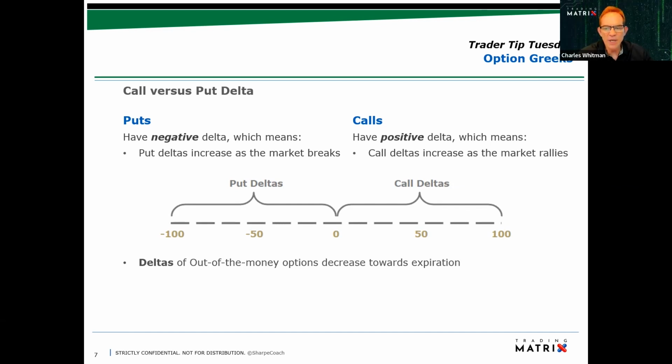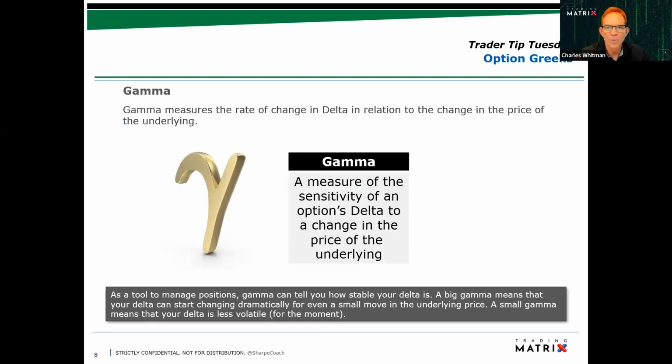The deltas of out-of-the-money options decrease towards expiration because it's less and less likely that they can be in the money. All right, let's talk about gamma. Gamma measures the rate of change in delta in relation to a change in the price of the underlying. Gamma is a tool used to manage positions. It tells you how stable your delta is. A big gamma means your delta changes dramatically for even a small move in the underlying. A small gamma means your delta is less volatile and more stable.